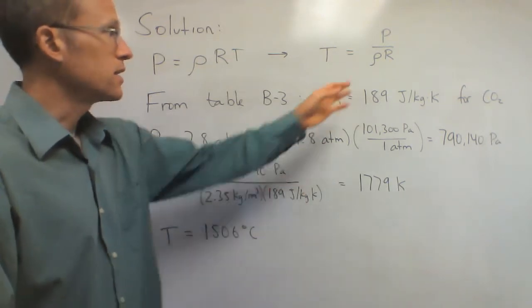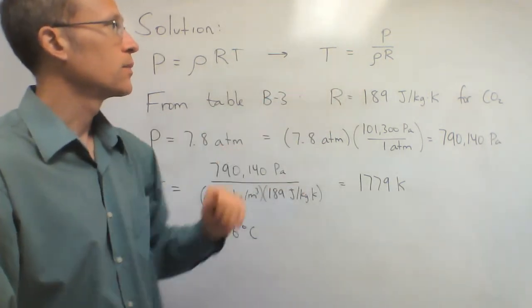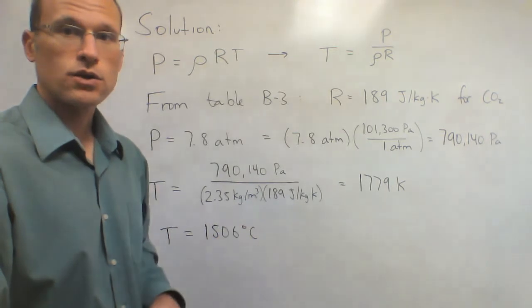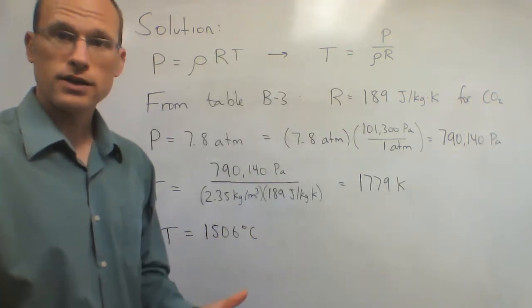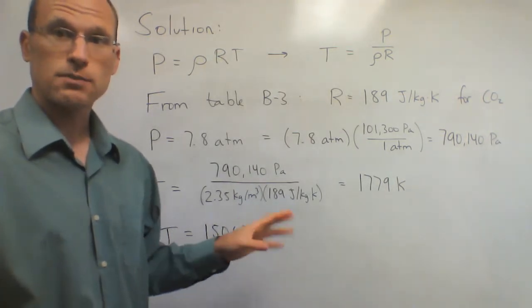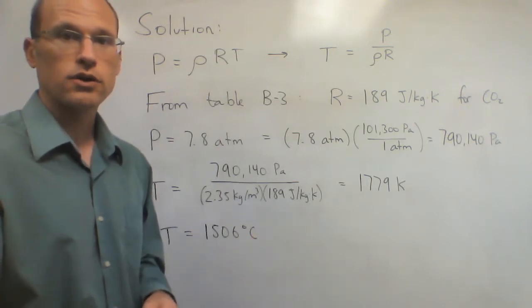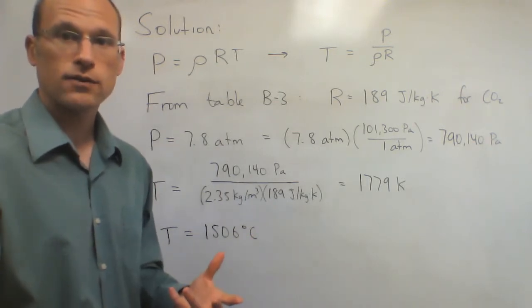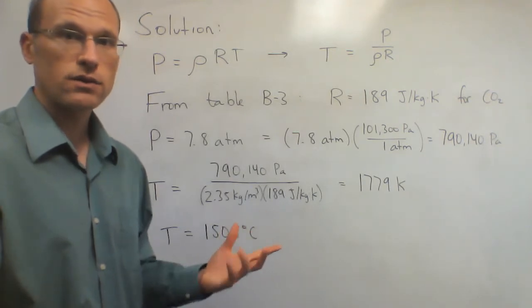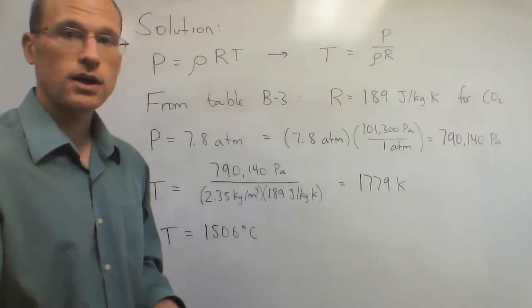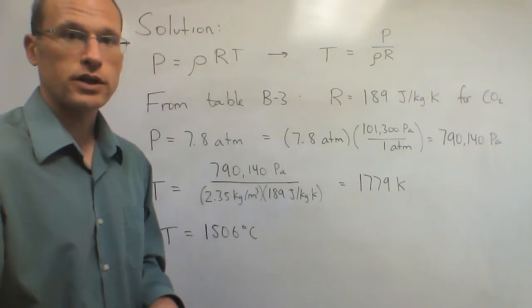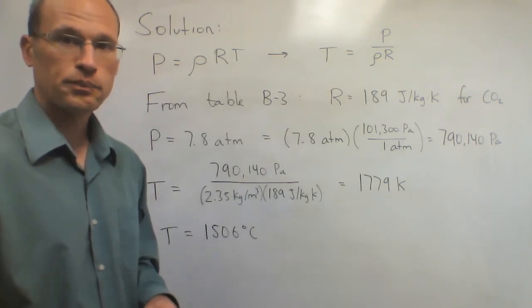Now I know what the density is, that was given to me. Need to know the value of R, so that is again just a constant, but I need to know what that number is for this particular gas, being carbon dioxide. So table B3, back of the book, has again a bunch of R values for a bunch of different gases. CO2 is in there. I find the R value to be 189 joules per kilogram Kelvin for that guy.